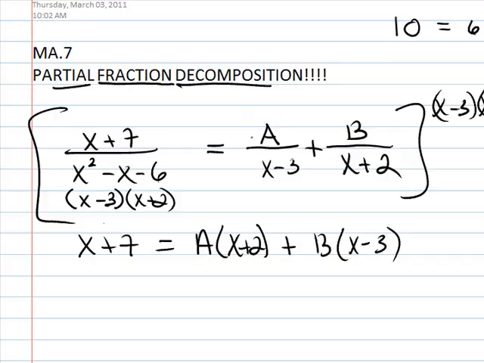And that's cool because we can pick any value of x and put this in and solve for A or B. So if I were to choose, if I were to let x be negative 2, let x equal negative 2.